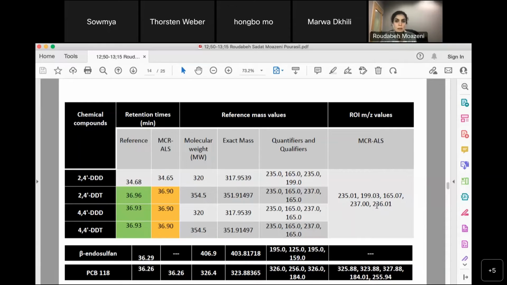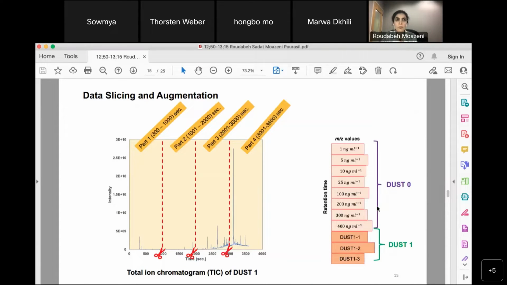Please go to the next slide. After approval of the ROI MCR method, we decided to analyze 2 real dust samples, which were unknown samples, and we didn't know their concentrations. Because real dust samples are more complex, we decided to slice the chromatogram in 4 parts rather than 2.